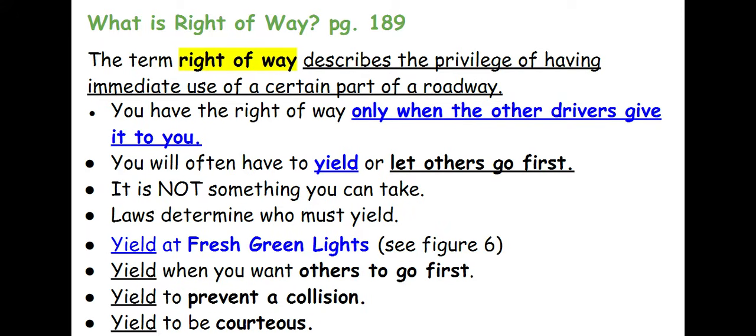You're going to yield at fresh green lights because, again, you want to be sure that you can proceed through the intersection safely. You don't want to cause a collision because of someone who may not try, but may be running a red light. But you also want to be courteous to others like pedestrians.